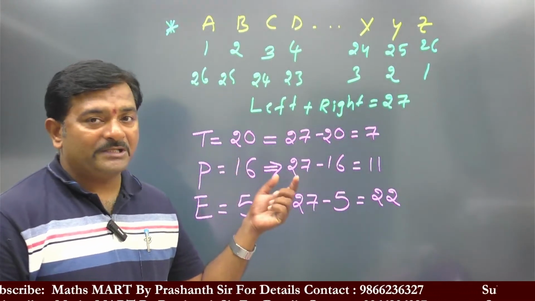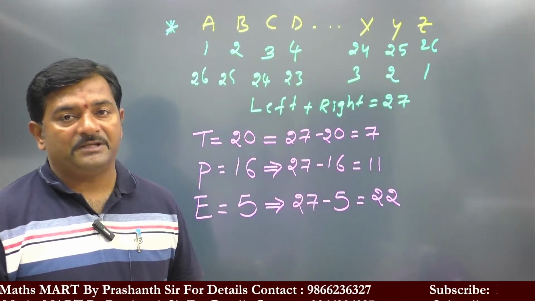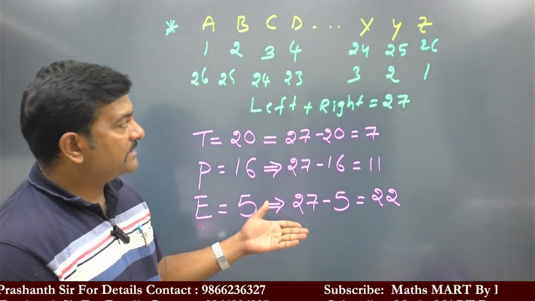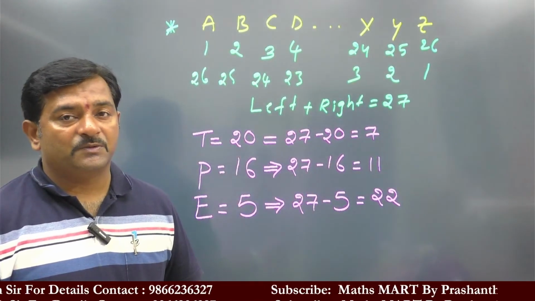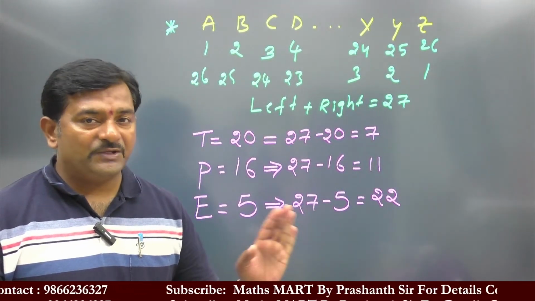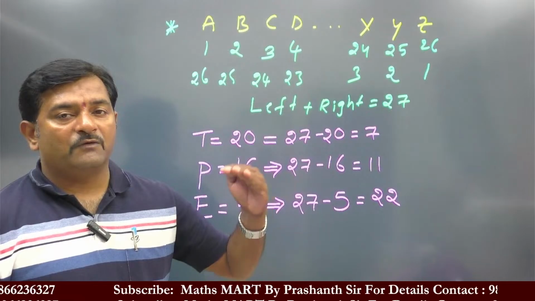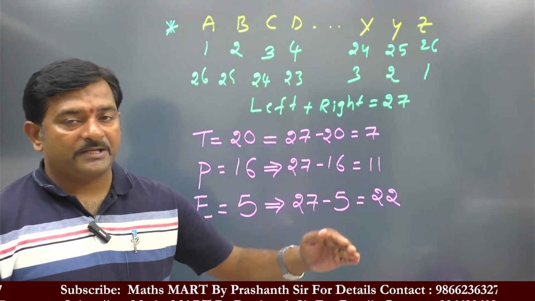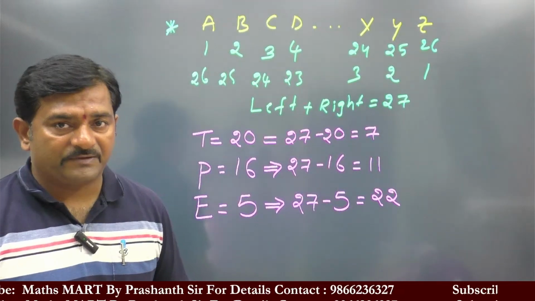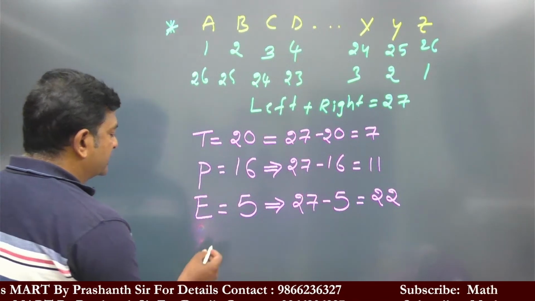Next we are going to focus on this particular thing. Usually we learn all these numberings only from left to right. But sometimes you are asked to find the position of the same letter from right to left also. For that you need not learn separately. If you know the position from left to right, you subtract that position from 27, and you get the position from right to left. That's all.